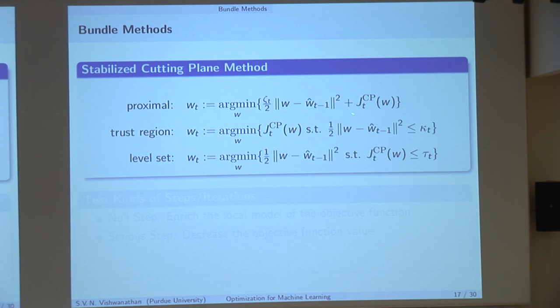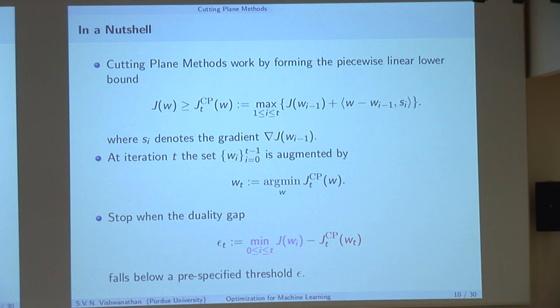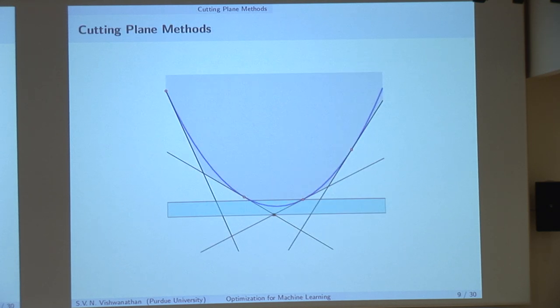Because when you're coming up with this cutting plane method, you need all the past subgradients. You remember, this is the cutting plane method. You need to keep all your past subgradients around. Otherwise, if you did not have them, you do not know your piecewise linear bound. Okay?